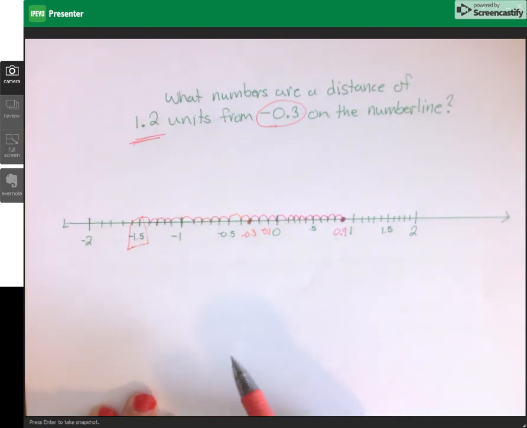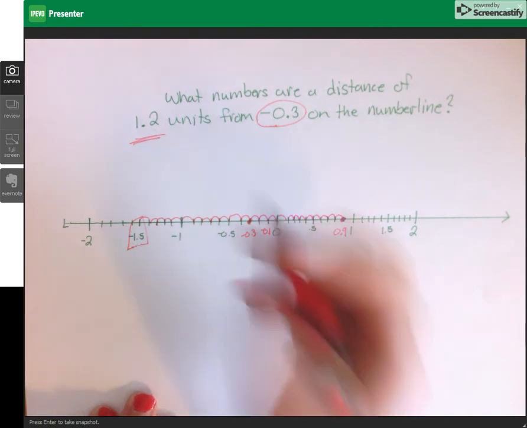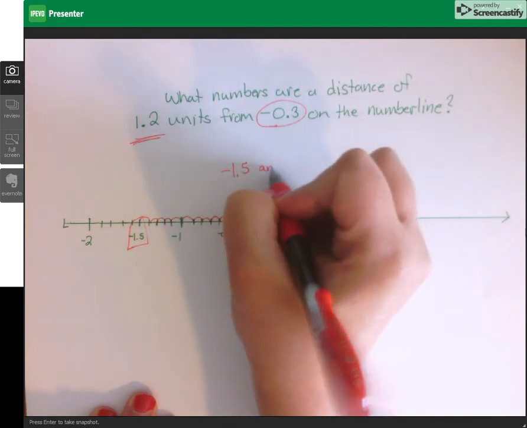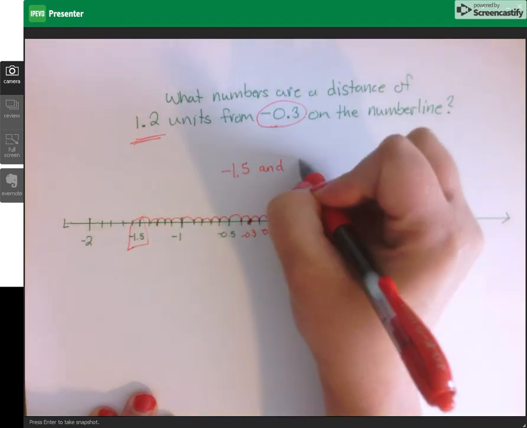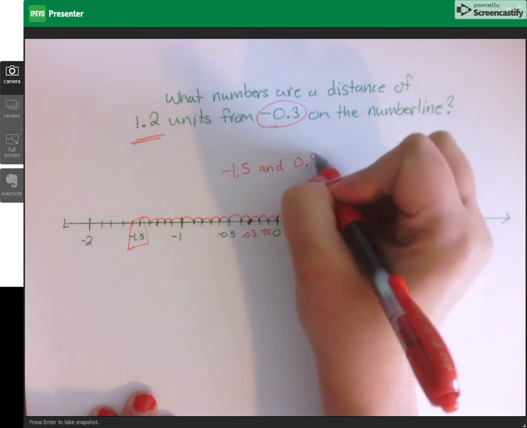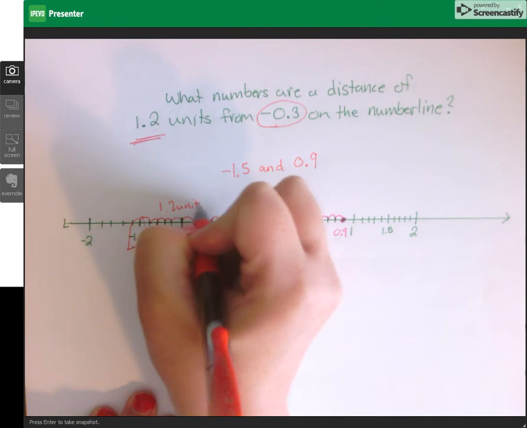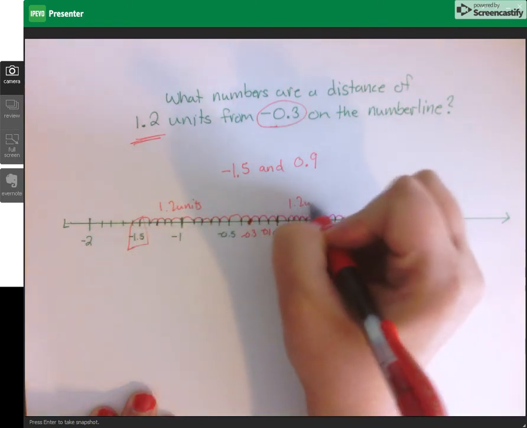So the question of what numbers are 1.2 units from negative 0.3 on the number line, we have negative 1.5 and 0.9. They're each 1.2 units in either direction.